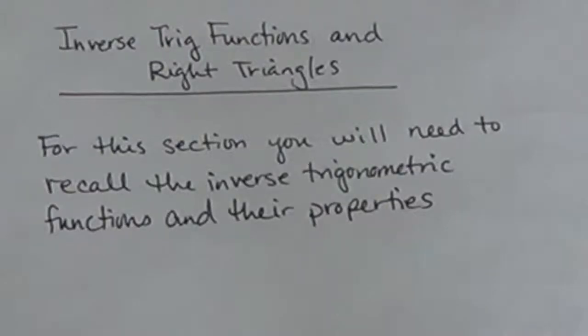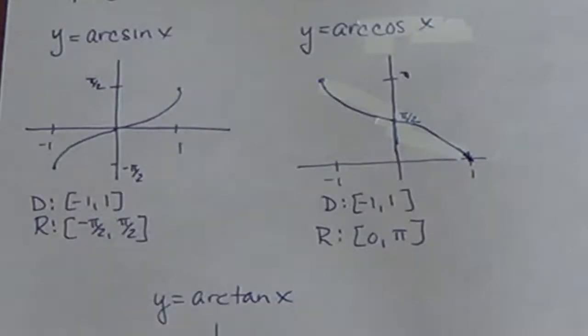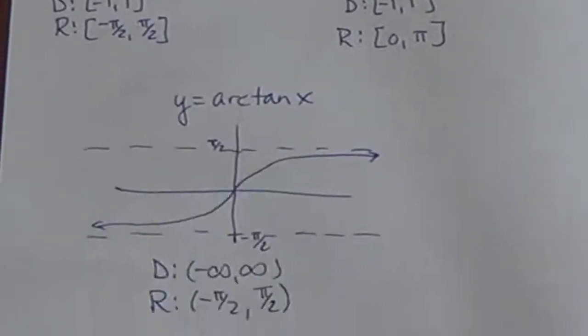In this section of the text, we're going to talk about inverse trig functions and right triangles. For this section, you will need to recall the inverse trigonometric functions and their properties. So the three main ones to remember are y equals arc sine of x, y equals arc cosine of x, and y equals arc tangent of x.